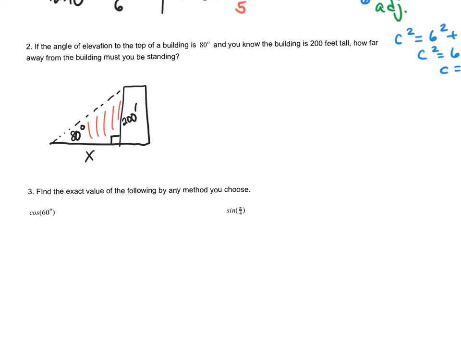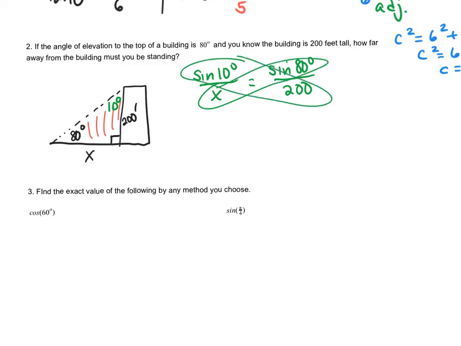Now, lots of ways you can do this. You can do law of sine. You can do just a trig ratio. I'm going to do law of sine. So I know this angle is 10. And so I could do the sine of 10 degrees over x equals the sine of 80 over 200. And then just like before, we can cross multiply and solve for x. So we get 200 sine 10 equals x sine 80.